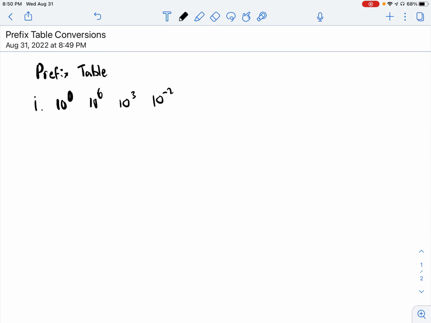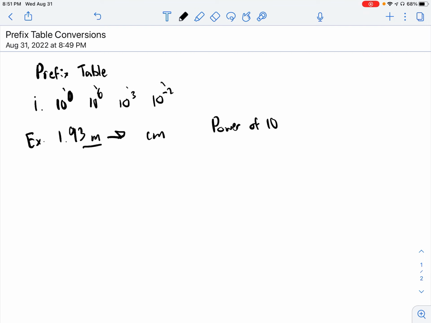So our powers of 10 are these little exponents at the top here. I like to establish the powers of 10 because that sets us up for pretty solid success with our prefix tables. To start with an example, if I were asking you to convert from 1.93 meters to centimeters, the first step is to find the power of 10.